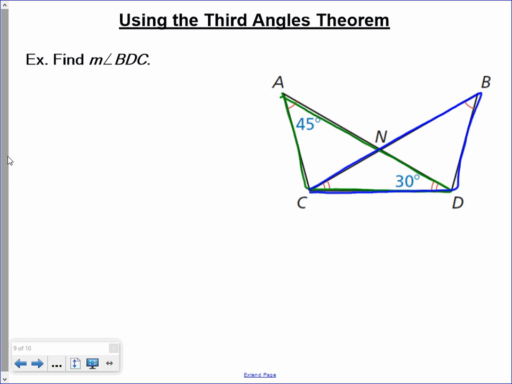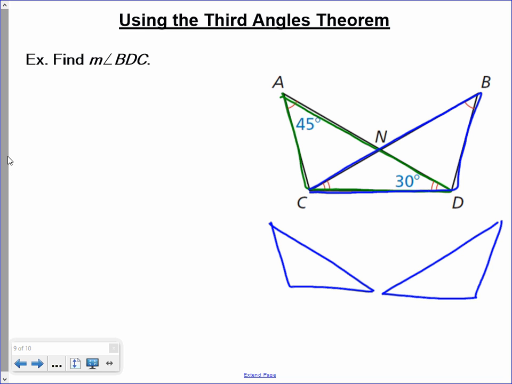So in other words, if I were to pull them apart, this is sort of, if I could draw, which we know I lack those skills, that's kind of what you're looking at. But what happened is those triangles were just squished over each other and overlapped. So they want us to find the measure of angle BDC.